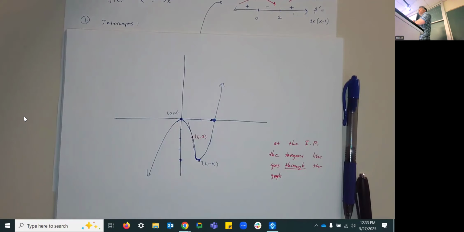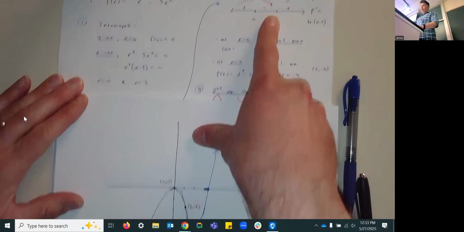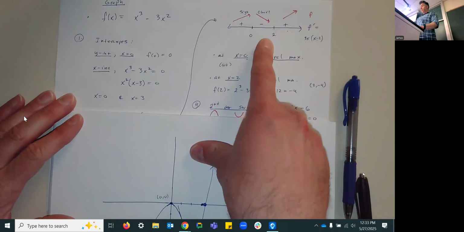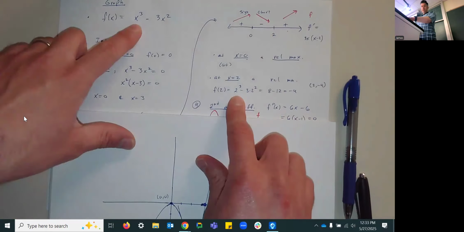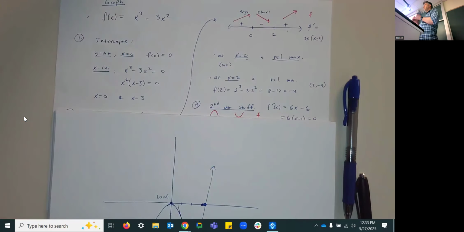Question? That was from, we look back at our first derivative stuff. We had a critical point at x equal to 2, and then we plugged into the original function to get the y coordinate of negative 4. Yeah.